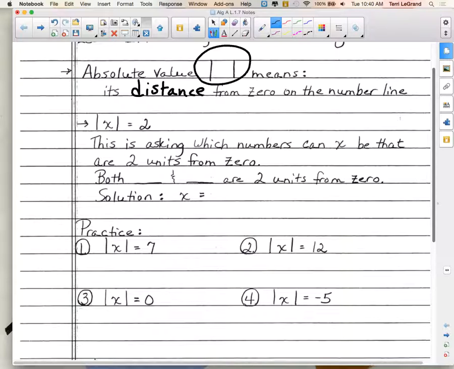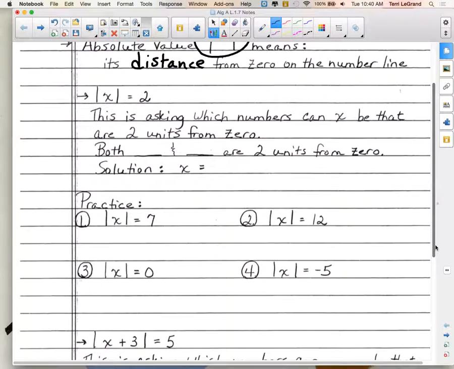So this first example here, where we have absolute value bars around the variable x, this is really saying the absolute value of x equals 2. And what it's really asking is, which numbers can x be that are 2 units from 0? What could you put in place of x that when you're done putting it in there, you would say, oh, its distance is 2 units. So can you think of any numbers on the number line that are 2 units from 0?